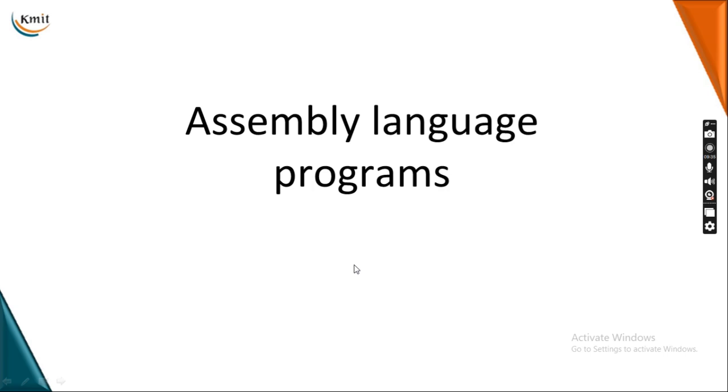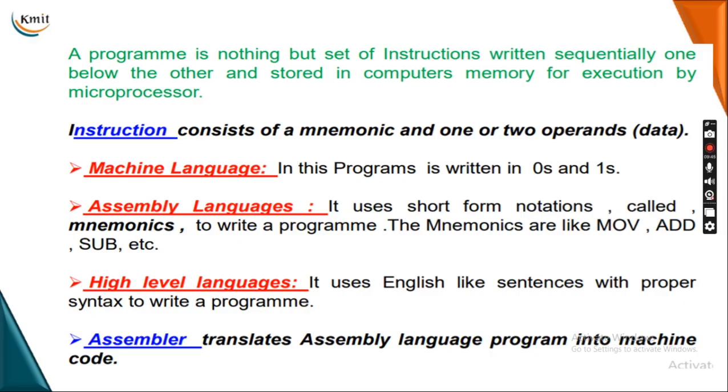Now, assembly language programs. Until now, whatever we have studied was the basic requirement for our assembly language programming. So what is an assembly language program? What is a program? A program is nothing but a set of instructions written sequentially, one below the other, and stored in the computer's memory for execution by the microprocessor.